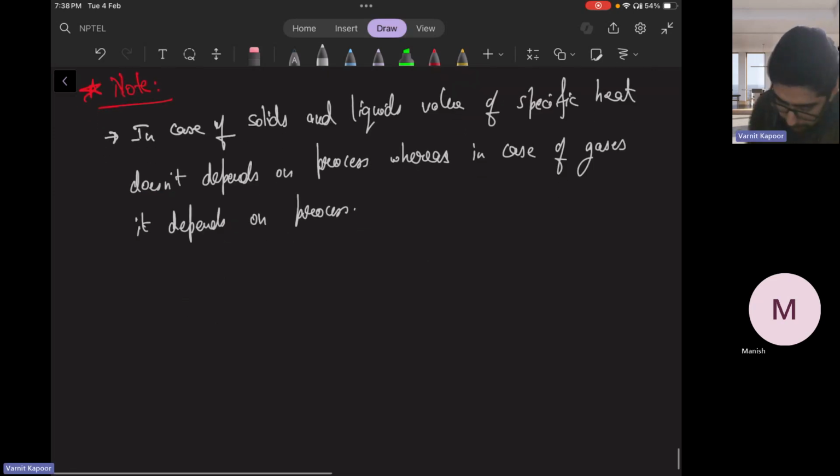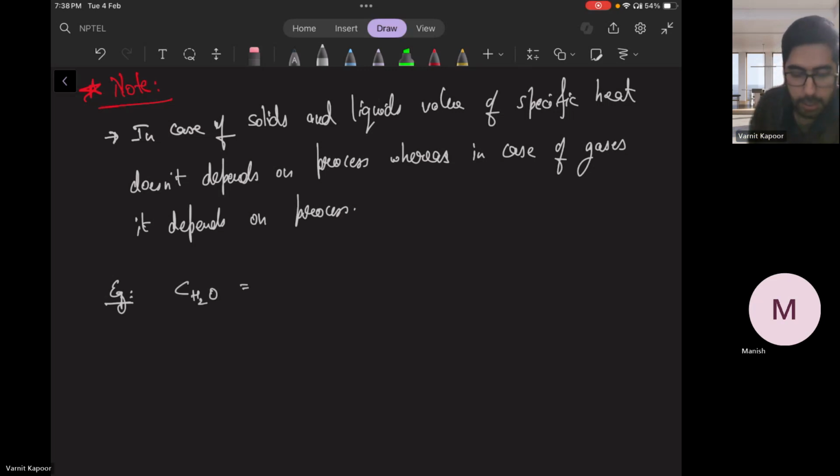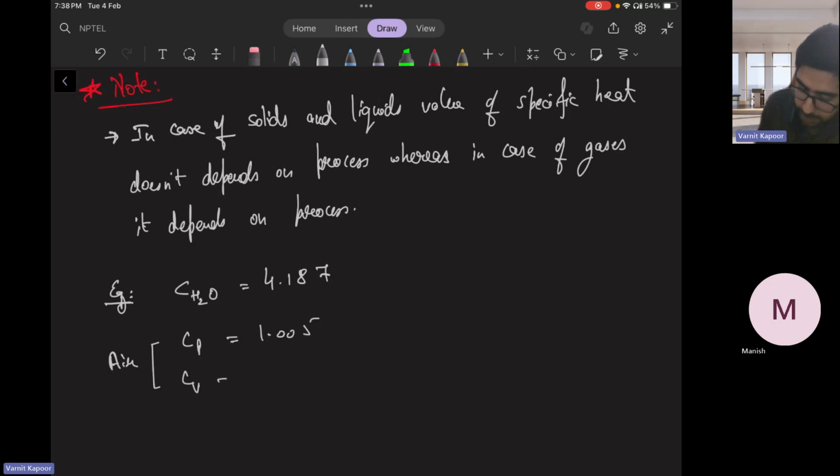That's why you say that, suppose, the specific heat of water, for a liquid, is 4.187 kilojoule per kg Kelvin. Whereas for air, two kinds of specific heats are defined. One is at constant pressure, that is 1.005, which we wrote in the last tutorial also, and it is 0.718 at constant volume. Two specific heats are defined, and the units are kilojoule per kg Kelvin. Okay, why? Let me write the reasons also.